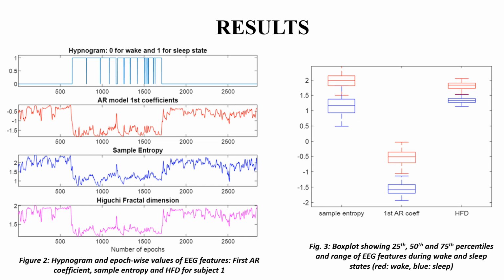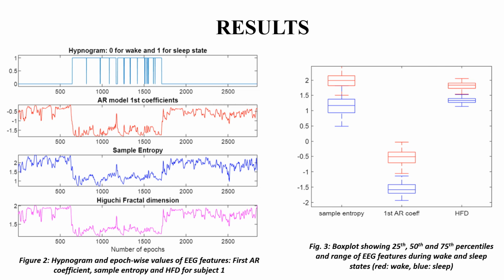Now let's delve into the results that we have obtained. Here you can see the topmost plot is for the hypnogram, and there are two states, 0 and 1, where 0 is for wake and 1 is for sleep state. Then next is the AR model first coefficient. We have used 8th order AR modeling, but here I am showing you only the first coefficient plot. The next one is the sample entropy plot, and the third one is the Higuchi fractal dimension plot.